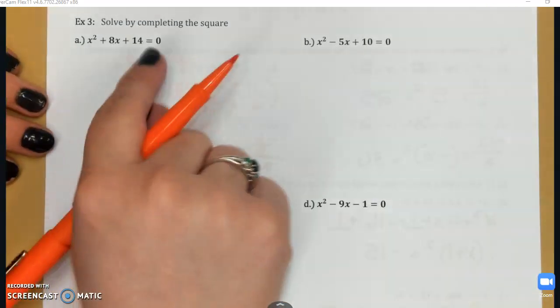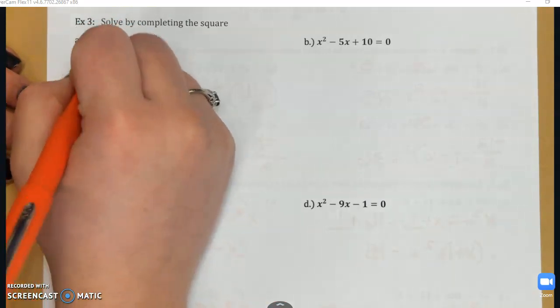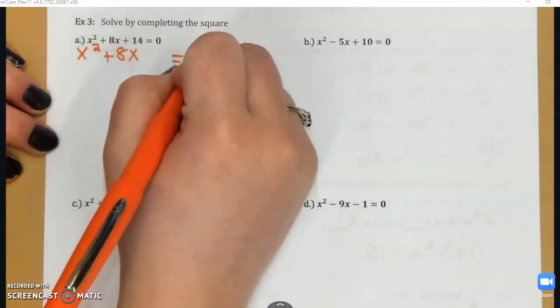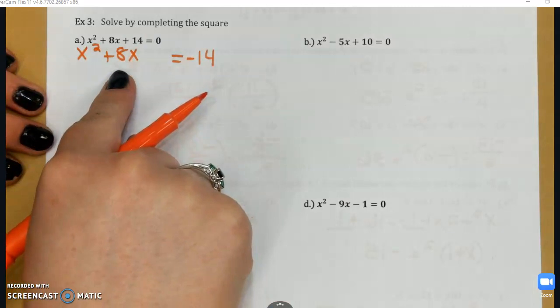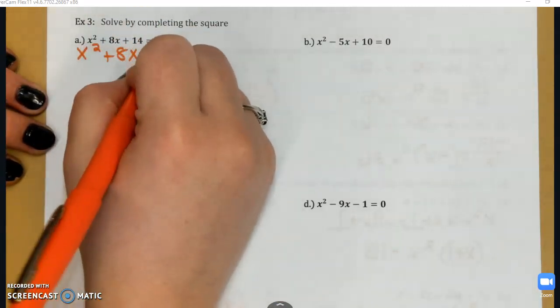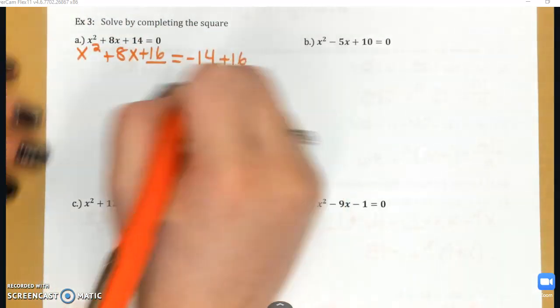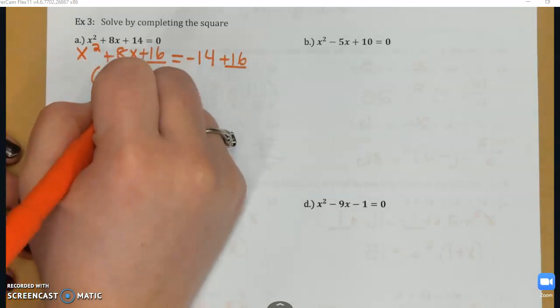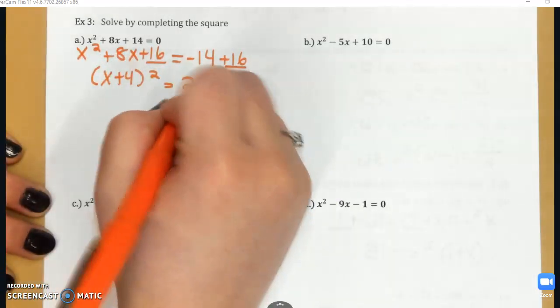Example set 3, starting with A, I'm going to move the 14 to the other side. And I want to complete the square. Half of 8 is 4. 4 squared is 16. So I'm going to add 16 to both sides. This becomes x plus 4 squared equals 2.